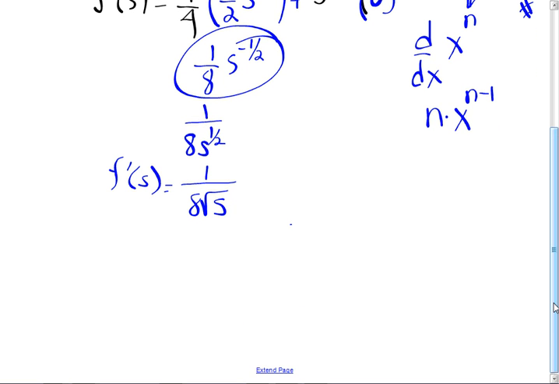Okay, you guys, what if I have x to the pi? What's the derivative of x to the pi? Well, it's pi times x to the pi minus 1. It doesn't matter. It's 3.1415 minus 1, so it's 2.1415, but whatever it is.